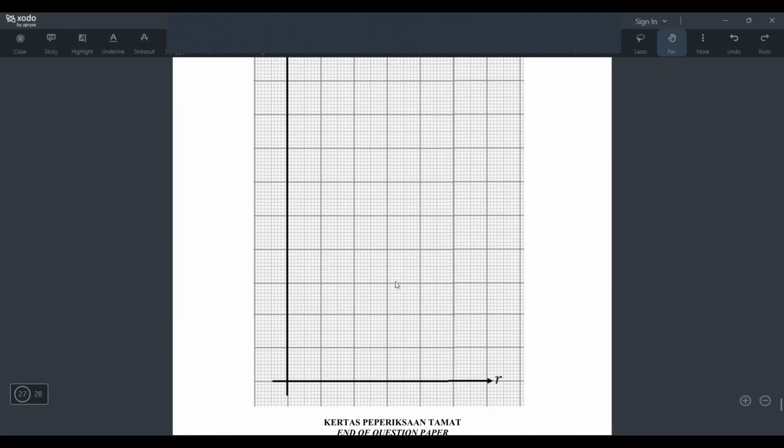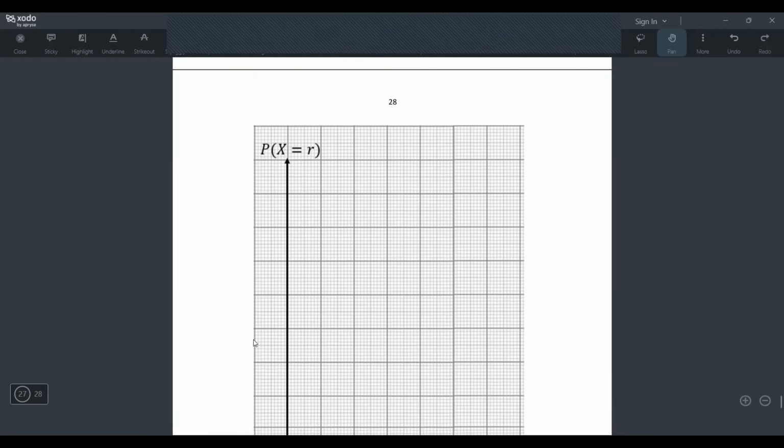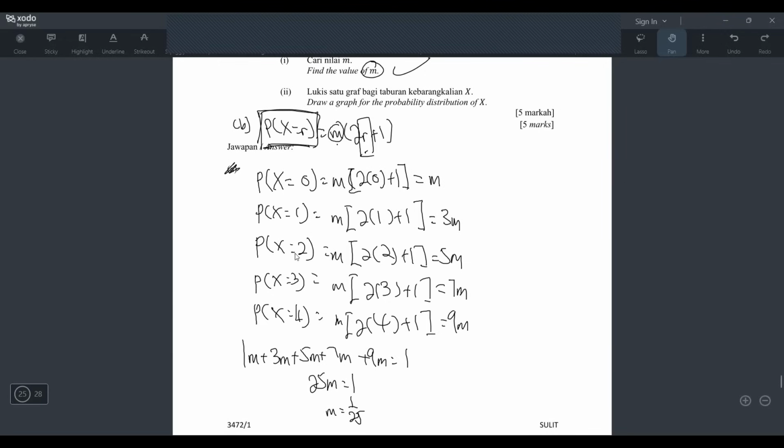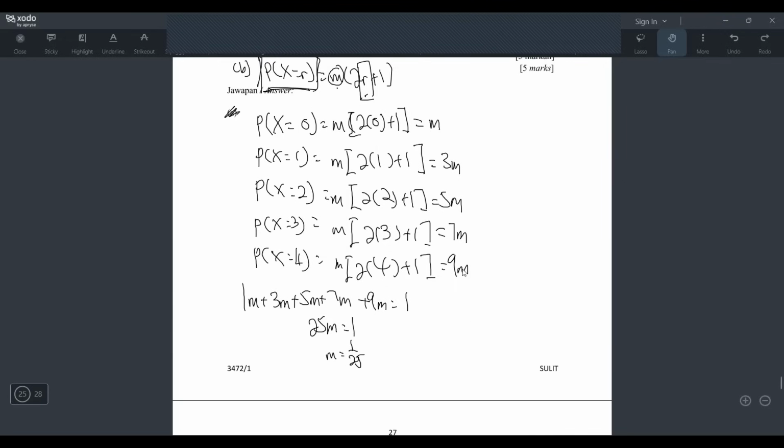Okay, but if I want to draw it here, I need to have all the values of r, which is the x lah. R is the x, and all the values of the probability. But now all my r sudah ada 0, 1, 2, 3, 4, but all the probability is like m, m, m, m, m. So I think I have to change all this. Because I know my m already, right? So I will have to change to 1 over 25, and then this one is 3 times 1 over 25, which is 3 over 25. This one is 5 over 25. This one is 7 over 25. This one is 9 over 25. Yeah, so all this I have to label in my axis later.